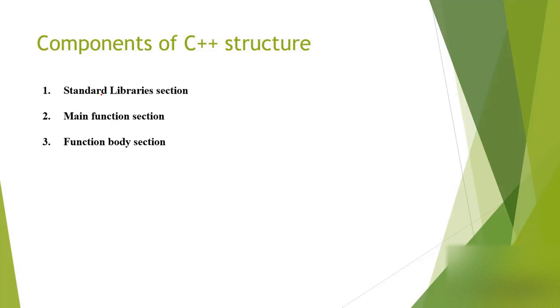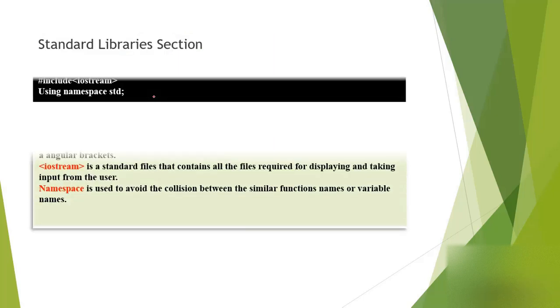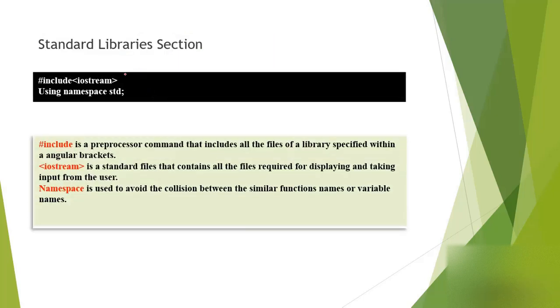Components of C++ structure. There are mainly three sections in a C++ program. The first one is the standard library section. The second one is the main function section. The third one is the function body section. First, we will look at the standard library section. It consists of two statements. The first one is #include <iostream> and the second one is using namespace std.